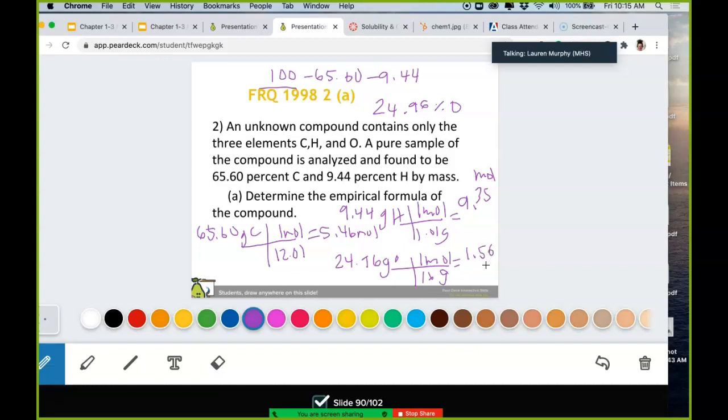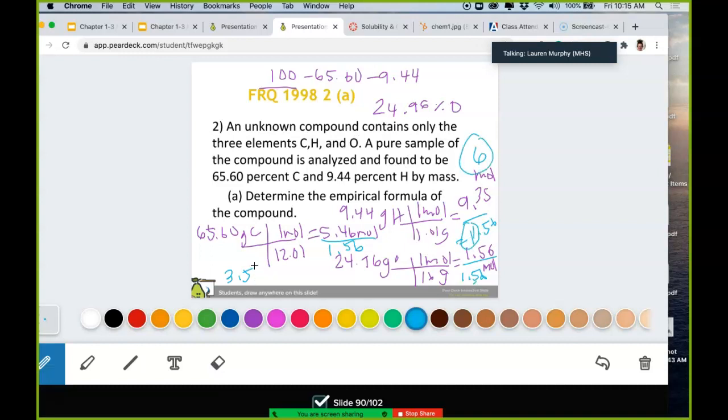So it's obvious that the oxygen has the least number of moles, right? We can't write a compound with these ugly numbers, so we divide everybody by oxygen's number, 1.56. So 5.46 divided by 1.56 is, oh, 3.5. Yuck. Okay, well, whatever. We'll try to work out the rest. 9.35 divided by 1.56 is pretty much 6. And then 1.56 divided by 1.56 is 1.